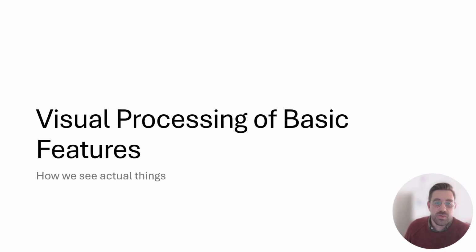Hey folks, we continue here by talking about how we begin to process actual things. So once the signal gets to our occipital lobe, the striate cortex of our occipital lobe, how are we going to start differentiating one object from another and identifying objects out in the world based on their basic features?